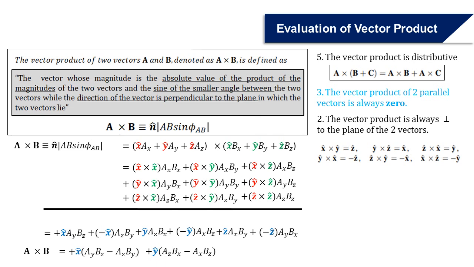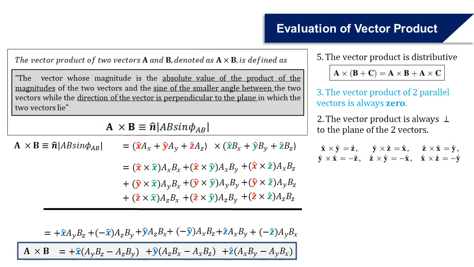times the quantity a sub z, b sub x, minus a sub x times b sub z. Then, finally, sa z hat times a sub x, b sub y, minus a sub y, b sub x. So, yun yung ating evaluation ng cross product if we are going to use the x, y, and z components ng ating mga vectors. Okay. Medyo mahaba siya, di ba?